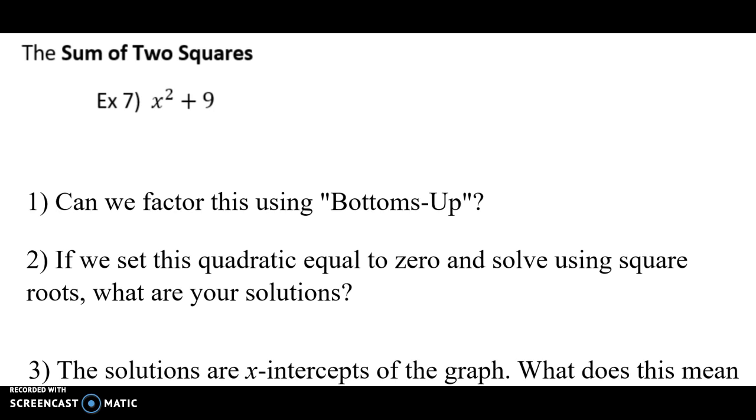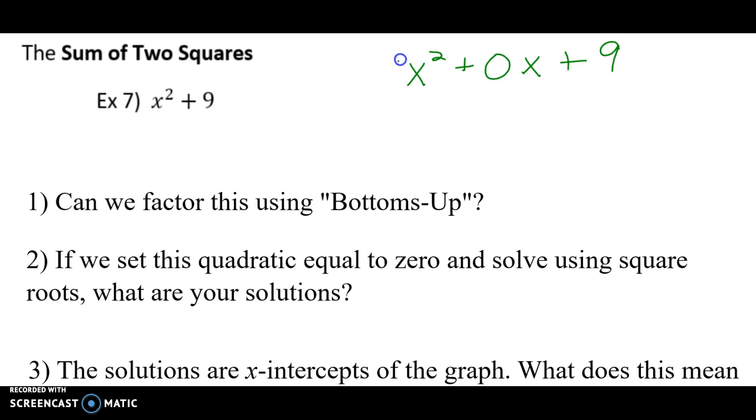So at first it says, can we factor this using bottoms up? So let's think about it for a second. Write this down. X squared plus 0x plus 9. There's no x's, so I can think of it as 0 x's. So that's the same thing. X squared plus 9 is x squared plus 0x plus 9. So now let's do a bottoms up.